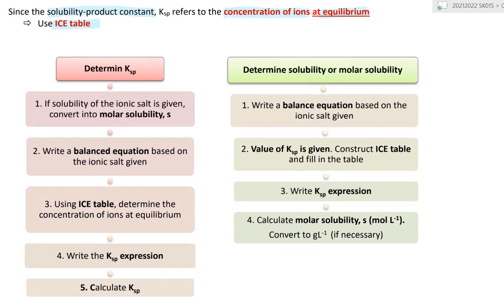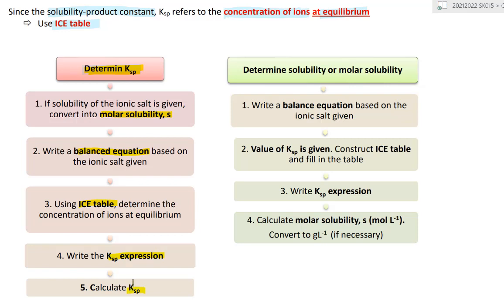So in problem solving of the questions, there are two scenarios. In the first scenario, the question asks you to determine Ksp. If the solubility of the ionic salt is given, you need to convert it into molar solubility, or make sure the unit is mole per liter. Then you have to write the balanced equation. After the balanced equation, using an ICE table, determine the concentrations of ions at equilibrium. That is, fill in your ICE table first. Next, you need to write the Ksp expression and calculate the value of Ksp.